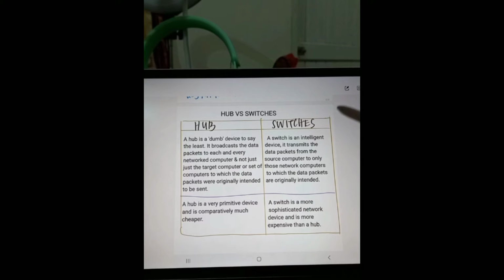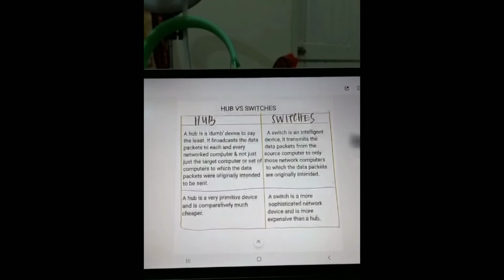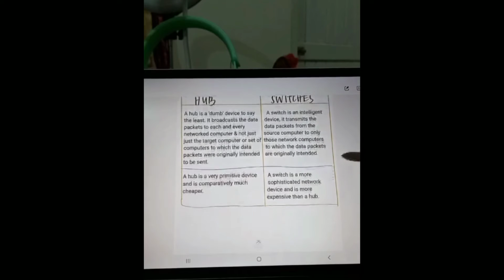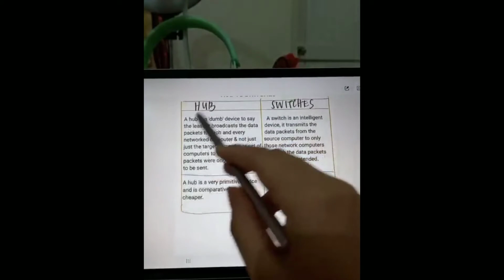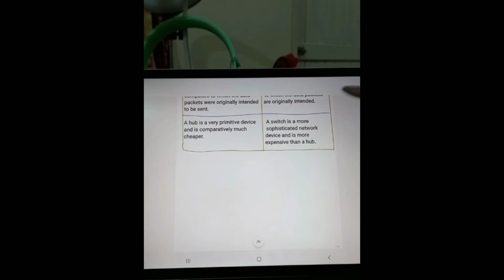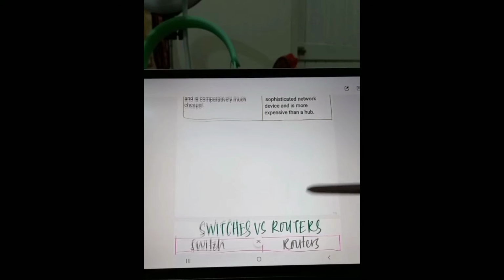To summarize, I would prefer people to choose switches compared to hubs. According to some research, switches are better than hubs, as we can see from the first part, where a switch is an intelligent device while a hub is a dumb device. So it is a more sophisticated network device and probably more expensive.